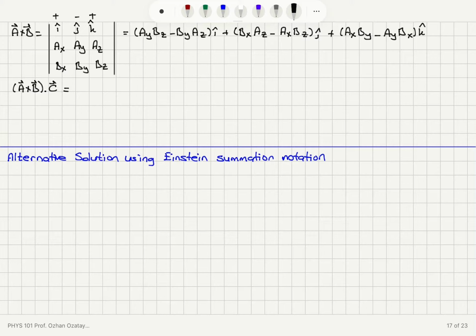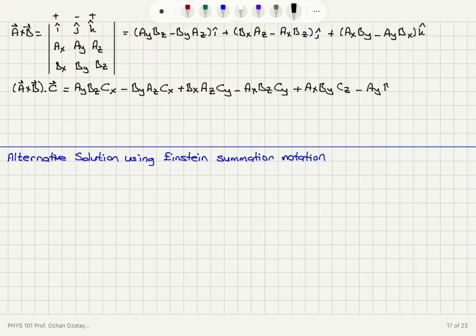for the x component, I have AyBzCx minus ByAzCx. For the y component, I have BxAzCy minus AxBzCy. And for the z component, I have AxByCz minus AyBxCz.